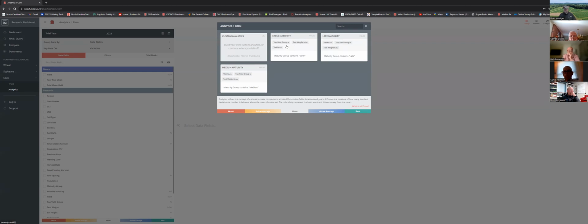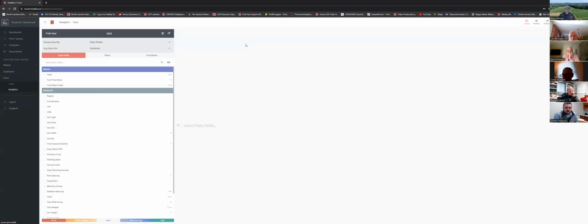In corn, this is a little bit static in that you have to know that, for me, medium is 110 to 115. And I'll show you here in a minute, you can actually search or filter by specific relative maturities yourself if you want to. But I'm going to do custom.